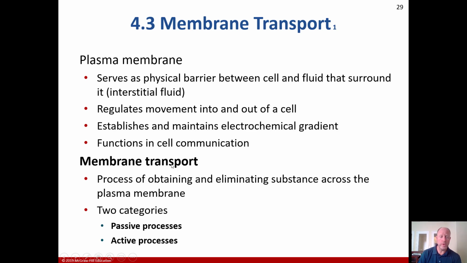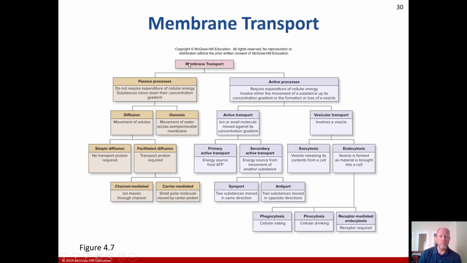As far as membrane transport, which is really the process of obtaining and eliminating substances across the plasma membrane, there are two categories. We have passive and we have active. The passive processes don't require any expenditure of cellular energy, no ATP. Substances move down the concentration gradient from higher concentration toward lower concentration. Diffusion is the movement of solutes, and osmosis is the movement of water across a semi-permeable membrane.